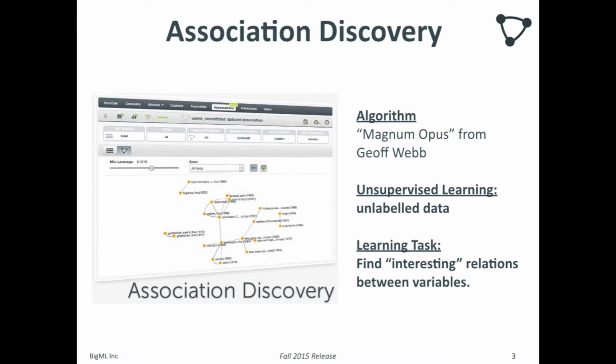Back in July, BigML acquired Jeff Webb's popular association discovery software Magnum Opus, and we're really excited to be releasing it today as part of our core platform. Association discovery is a powerful tool for exploring unlabeled data, capable of uncovering interesting relations between variables in your data. Let's take a quick look at the BigML workflow to see how association discovery complements our existing platform.